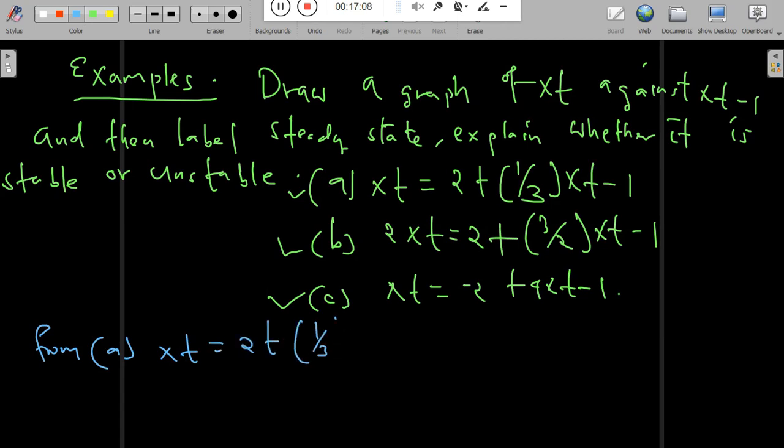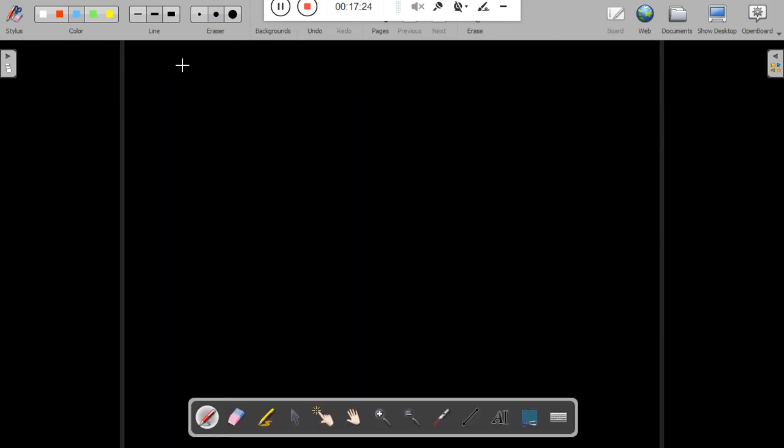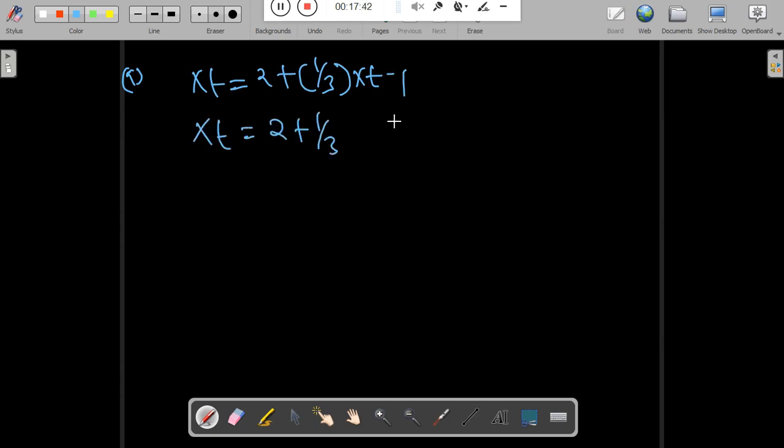So for example, we have xt is equal to 2 plus 1 over 3 xt minus 1. Now we require to graph xt, which represents the y-axis, and xt minus 1, which represents the x-axis. From xt equal to 2 plus 1 over 3 bracket xt minus 1, let's take the value of xt inside the equation. That will give you xt equals xt minus 1 over 3.